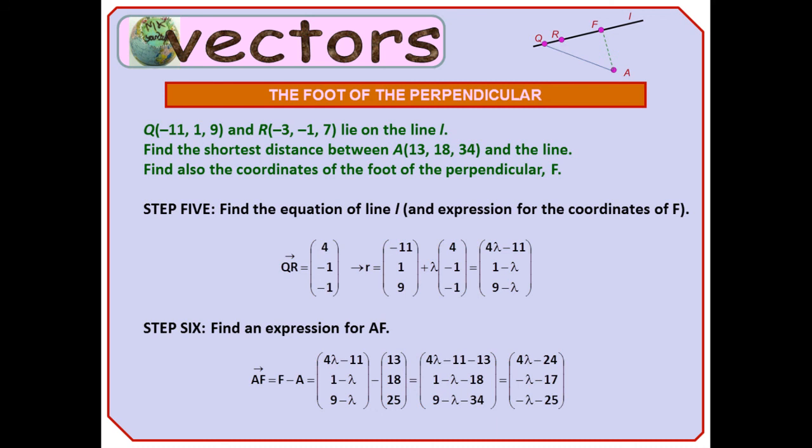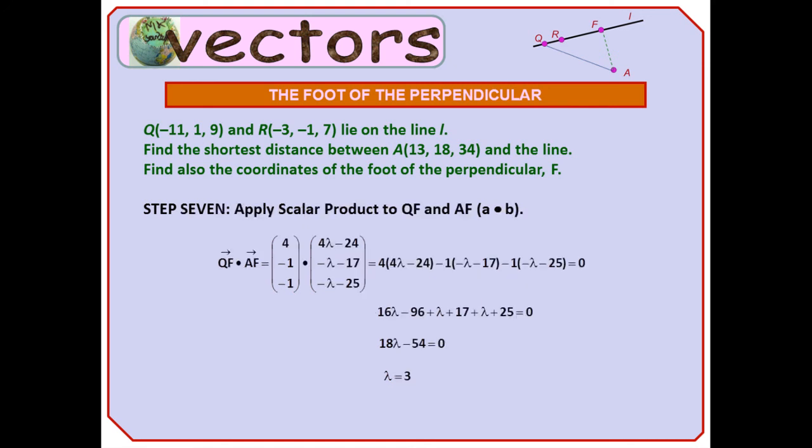And now we can find the foot of the perpendicular. Step 5, find the equation of line L and hence an expression for the coordinates of F. We use the direction QR for b and the point Q for the position vector a. So F is at 4 lambda minus 11, 1 minus lambda, 9 minus lambda, for some value of lambda we don't yet know. Step 6, find an expression for AF. For this we use the general expression we just found in step 5 and the coordinates of A.